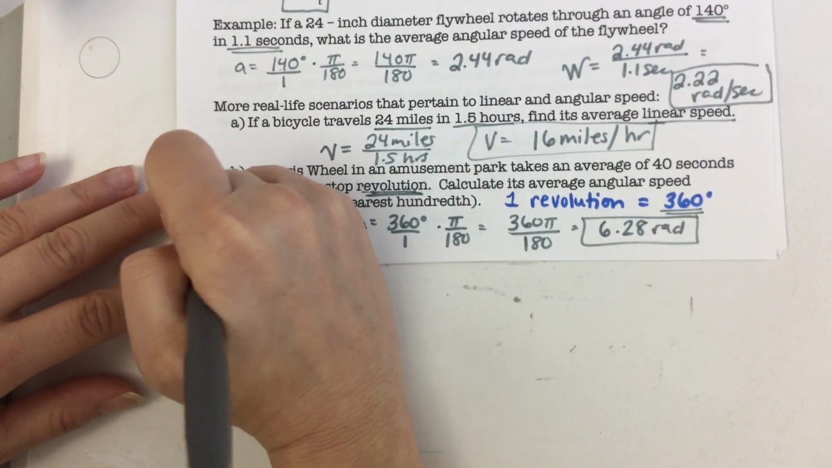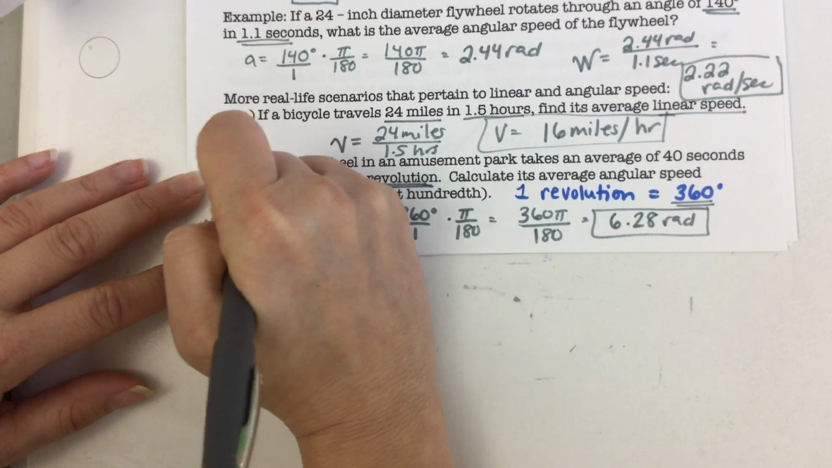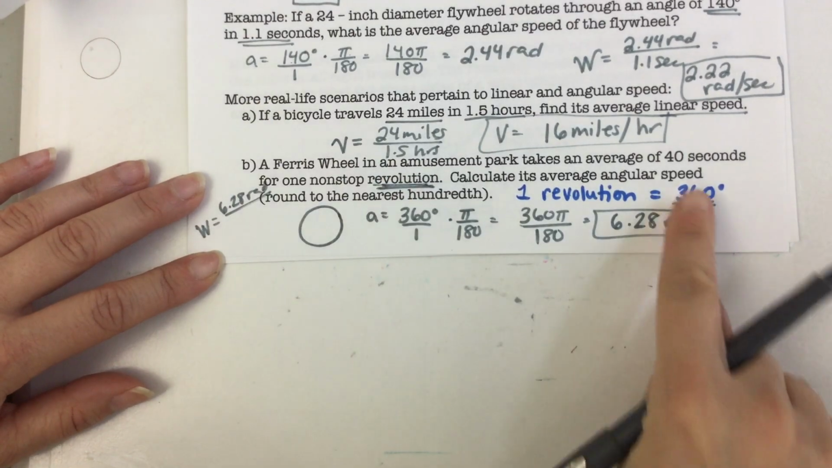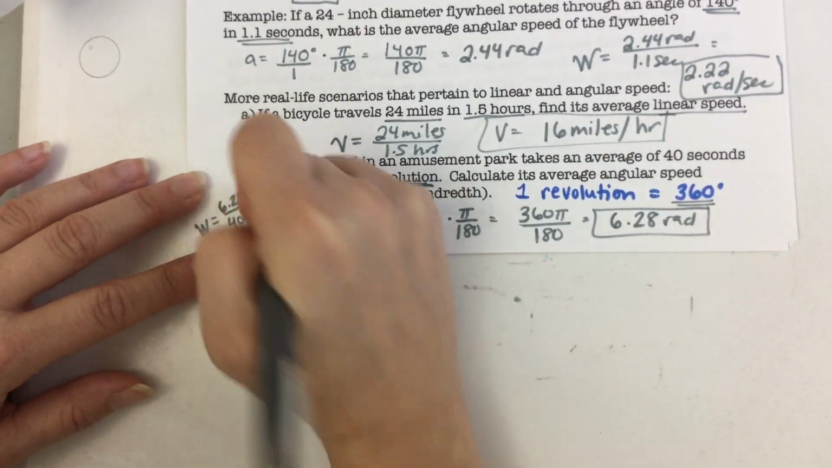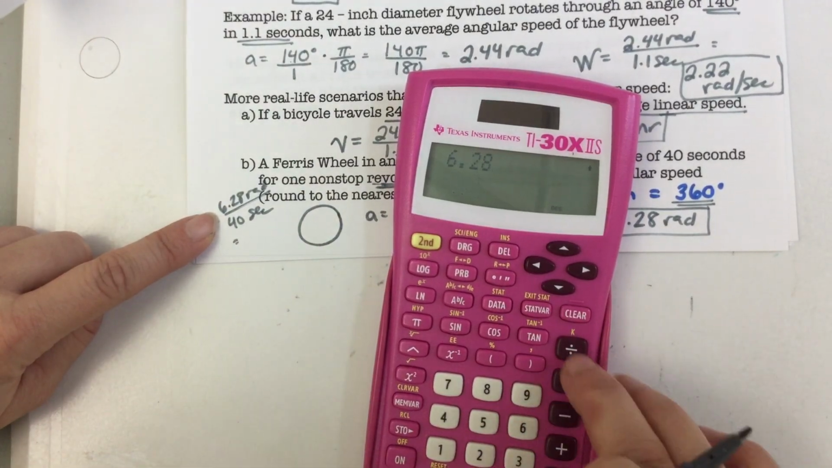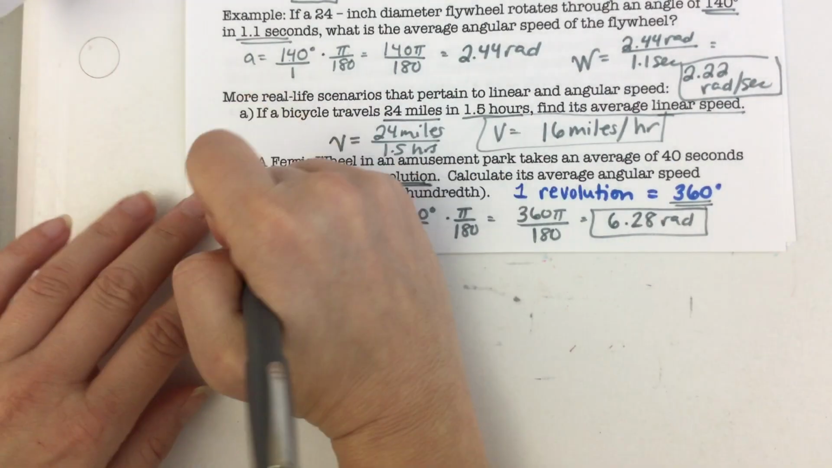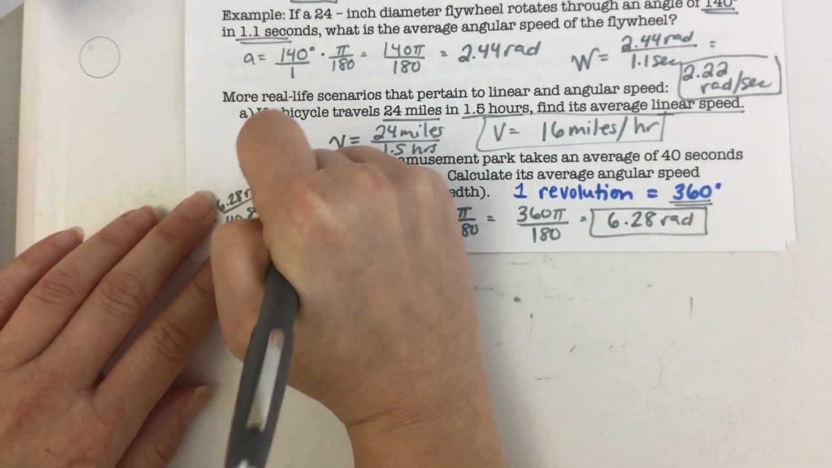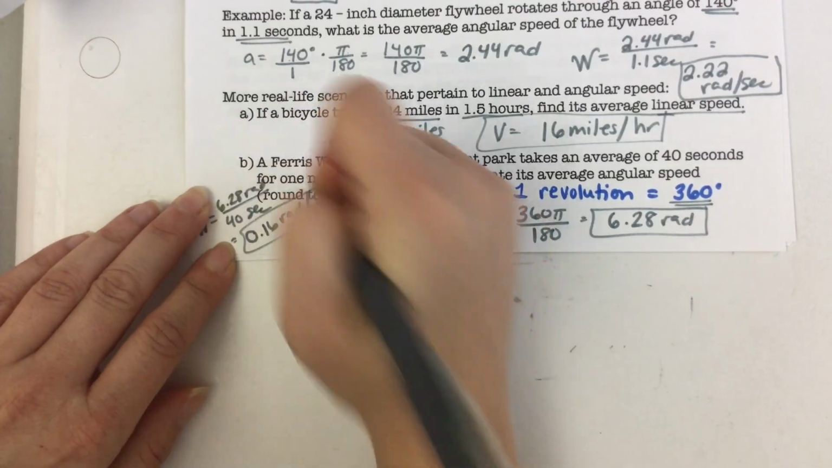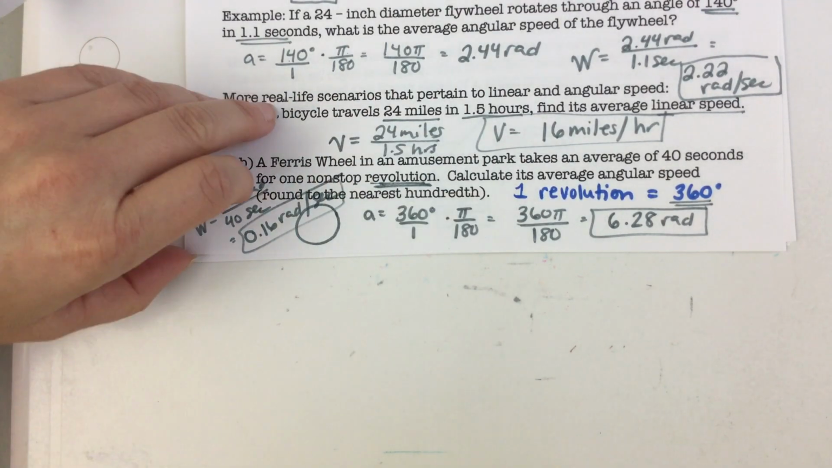Now I can go ahead and calculate the angular speed. It is W equals the angle in radians, 6.28 radians over the time. It takes 40 seconds to make that one revolution. So you divide the numbers. 6.28 divided by 40 is 0.157, so I'm going to go 0.16 radians every second. So that is linear and angular speed.